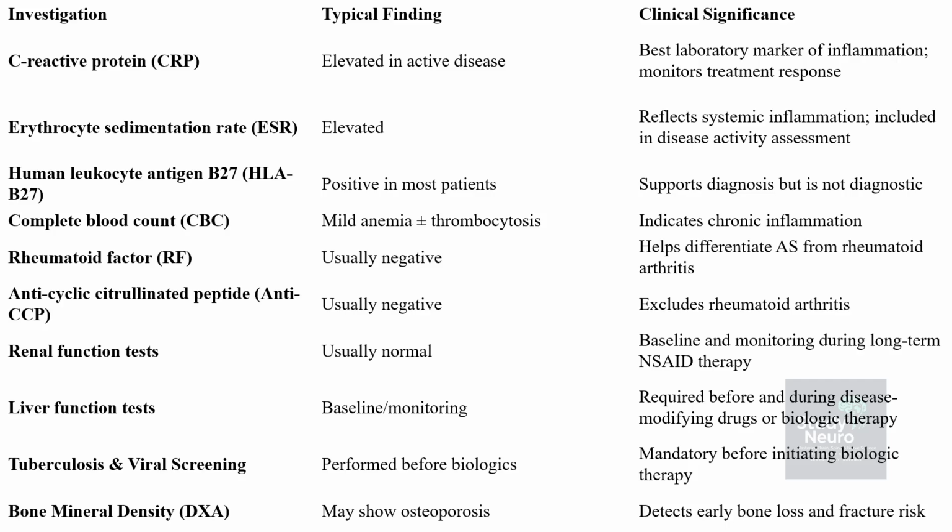Safety monitoring is also essential. Renal and liver function tests provide baseline information and help monitor treatment effects, particularly with long-term anti-inflammatory drugs and disease-modifying therapies. Before biologic treatment, screening for tuberculosis and viral infections is required. Bone health matters too. Dual energy X-ray absorptiometry, or DEXA, can detect reduced bone density and help identify patients at increased risk of osteoporosis and fractures. These investigations support both diagnosis and long-term management.